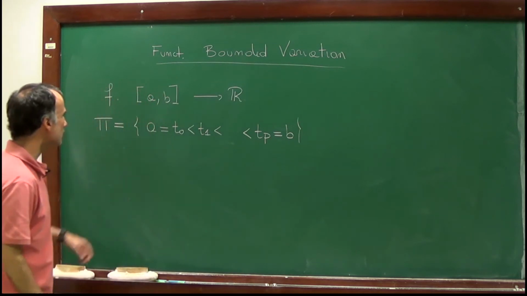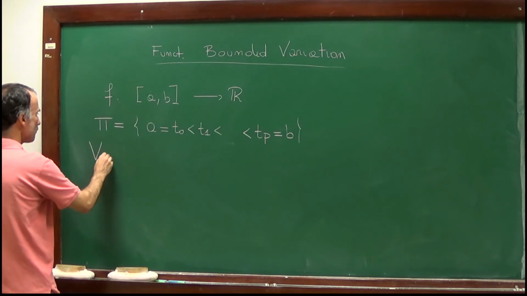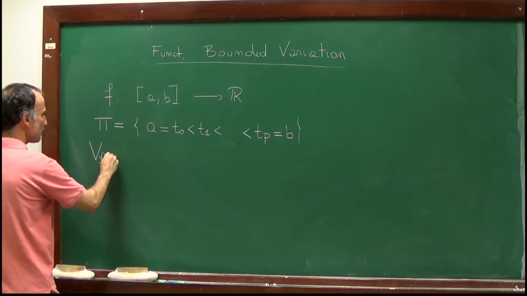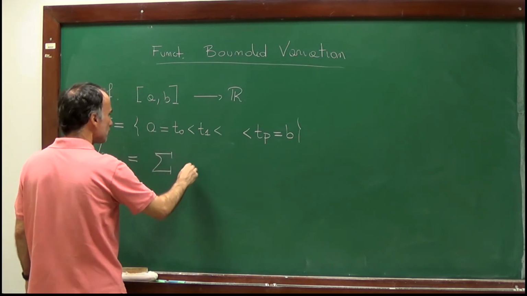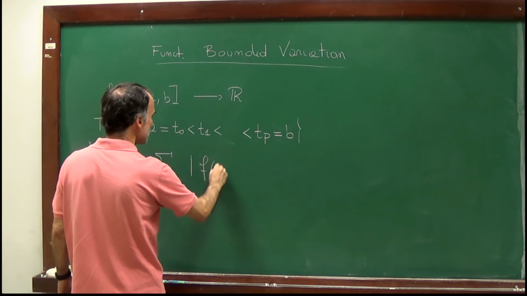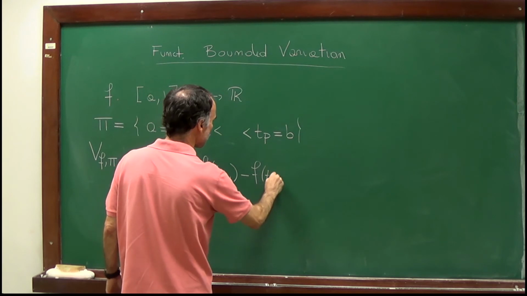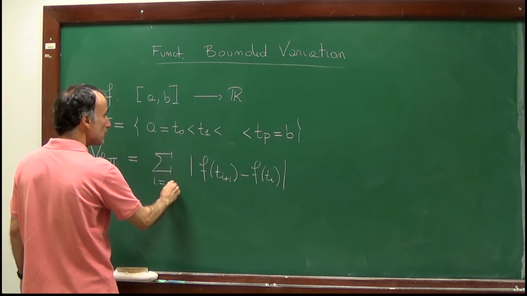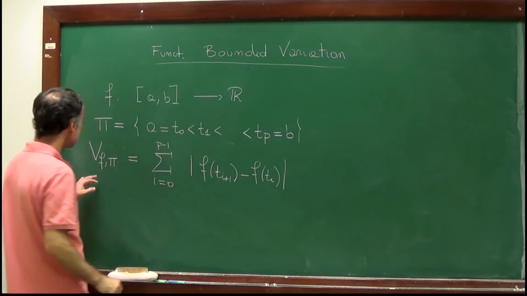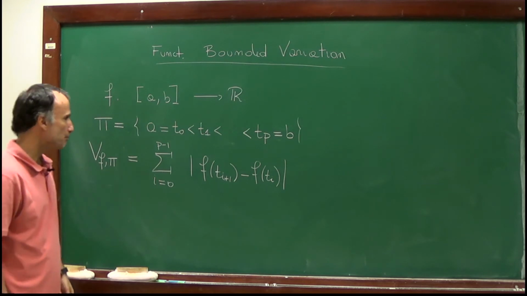So this is a partition, and I will define the variation of the function f along the partition pi as the sum of the absolute values of the increments, |f(t_{i+1}) minus f(t_i)|, and the sum will run from i equal to 0 up to p minus 1. So this is the variation of my function f along the partition pi.